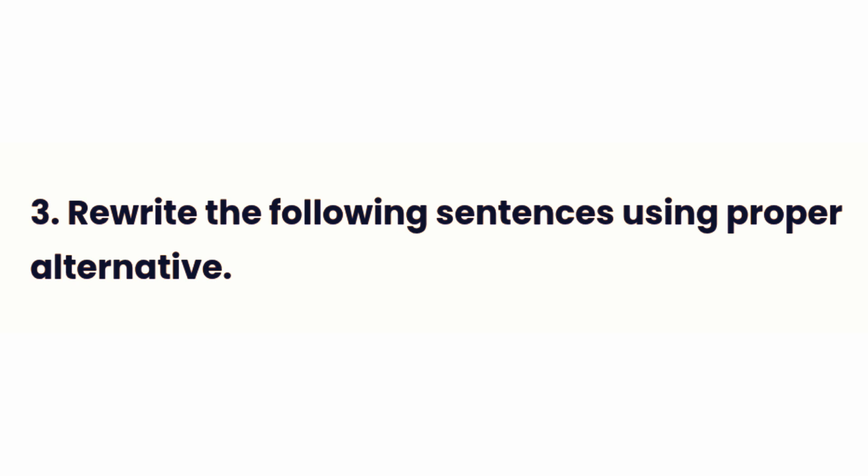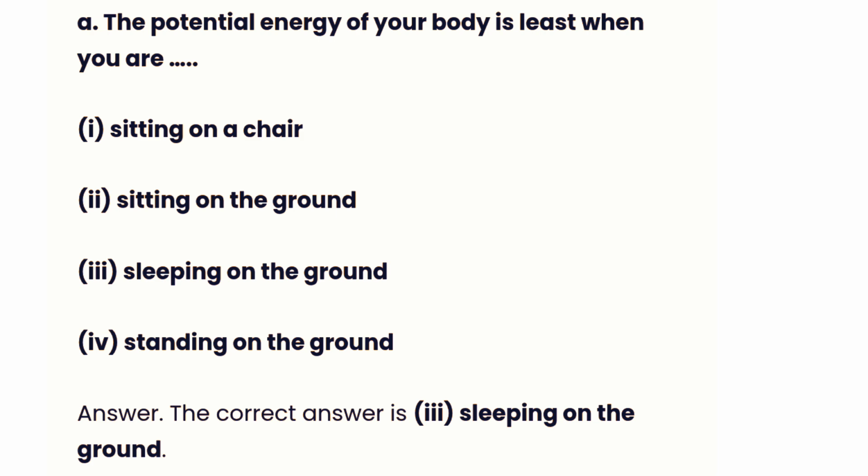3. Rewrite the following sentences using proper alternative. A. The potential energy of your body is least when you are 1. Sitting on a chair, 2.